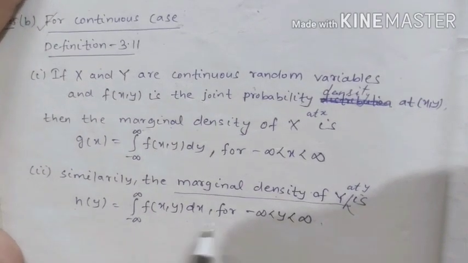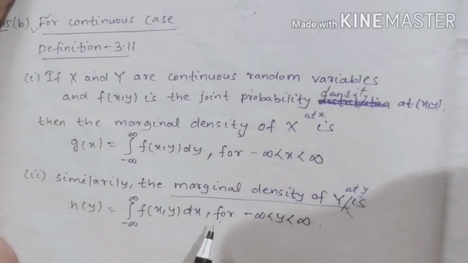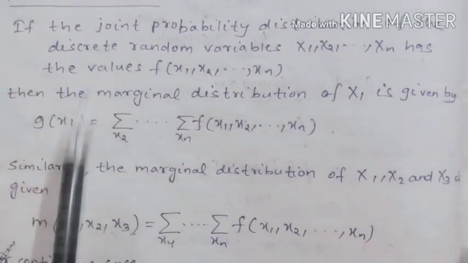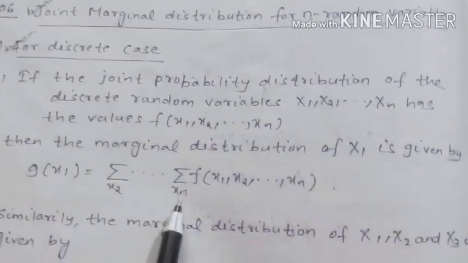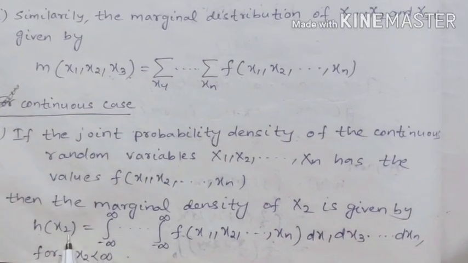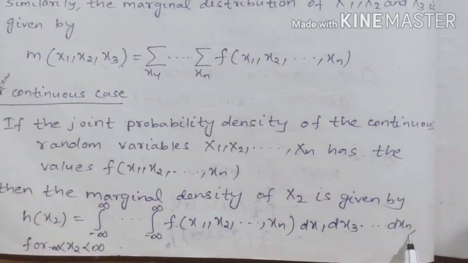These are two very important formulas. For more than one variable, for the discrete case, it is written in this way: g of x1, with x2 to xn summed out. And for the continuous case, exactly the integration can be taken. Suppose h of x2: there is no x2 to be integrated with respect to, so there is dx1, dx3 up to dxn. There is no dx2.